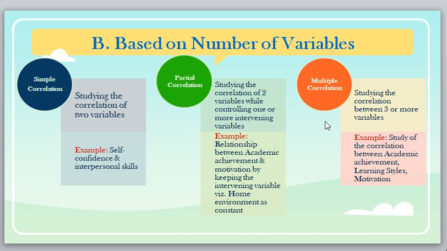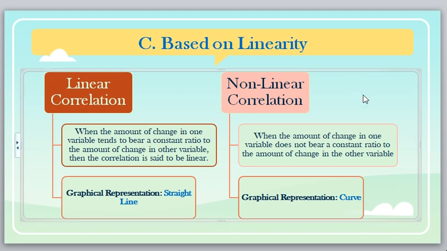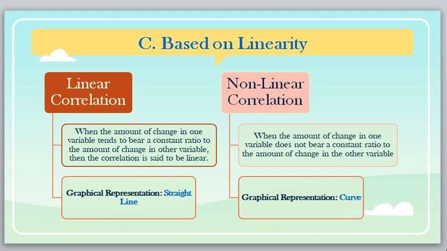Multiple correlation is when we study the correlation between three or more variables. Say, for example, the study of the correlation between academic achievement, learning style, motivation, and the time span, and so forth. So coming to the next, based on linearity, we have non-linear and linear.